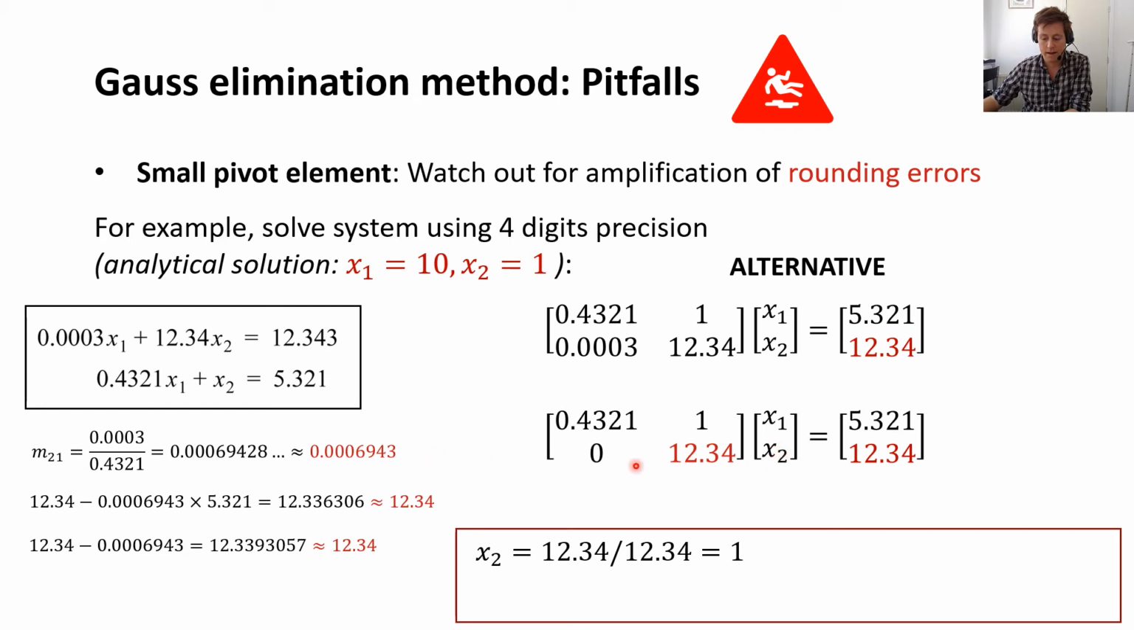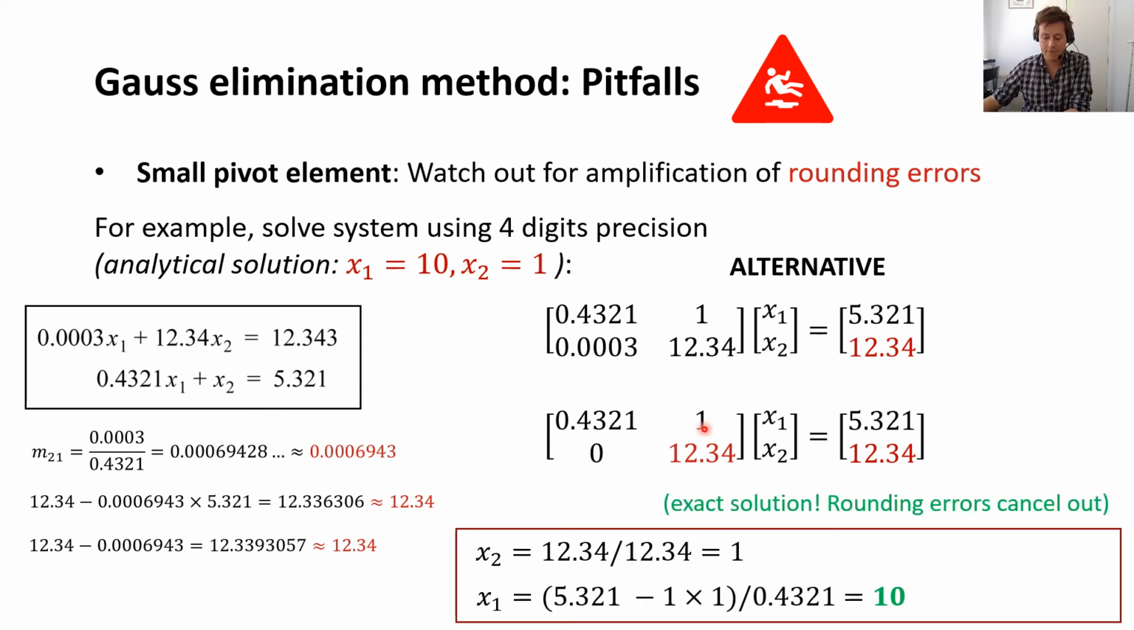So this last row, x2 is 12.34 divided by 12.34 is 1, which coincides with the true solution. And then for our first row, well, we work out the back substitution. And in this case, it actually turns out that we get exactly the analytical solution in our numerical solution. So here the rounding errors cancel out. Now, this is a fabricated case, and we got kind of lucky here.